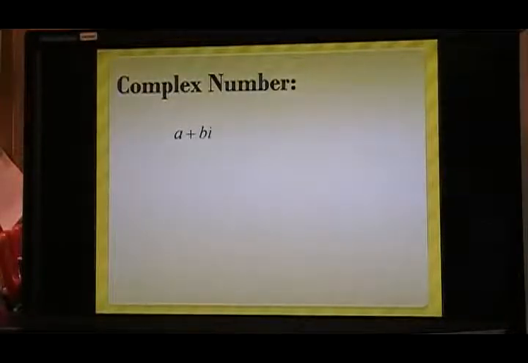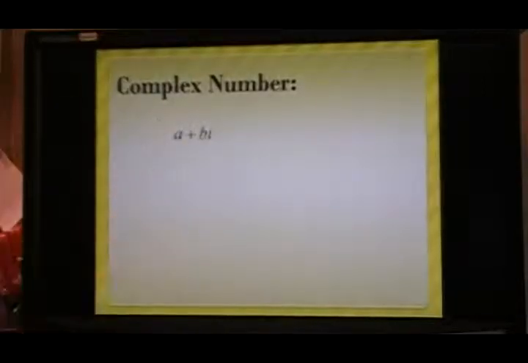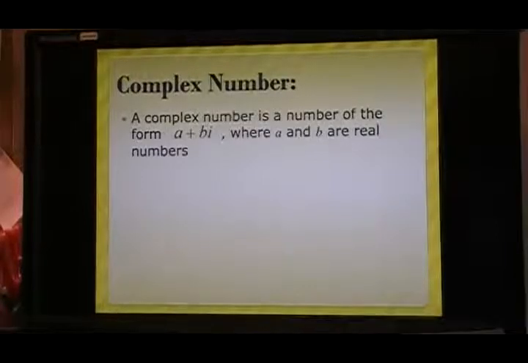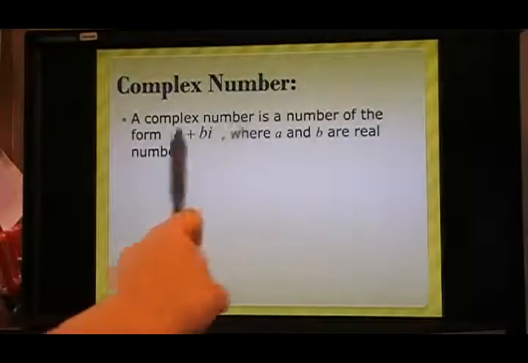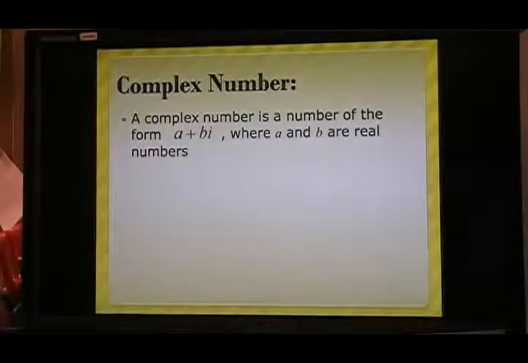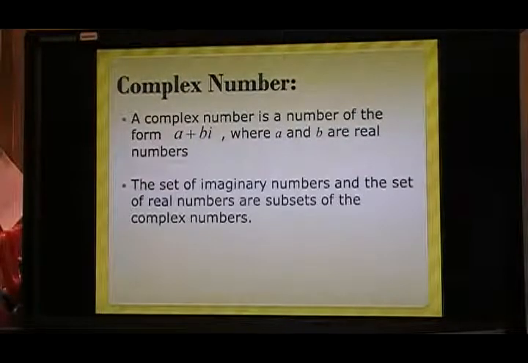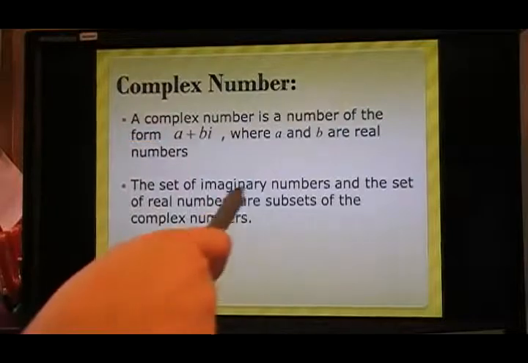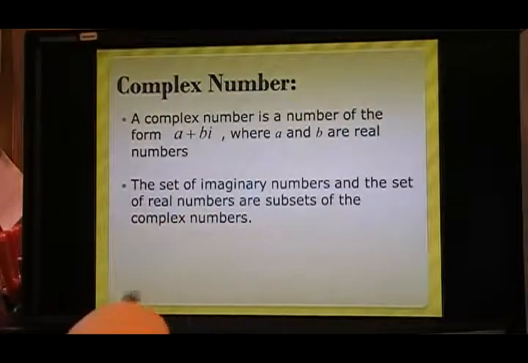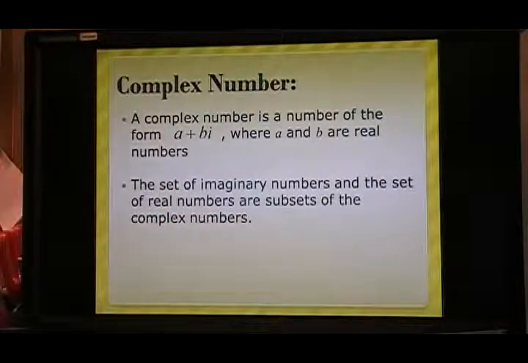A complex number. So we've been talking about just imaginary when we take the square root of a negative. But a complex number is a number that can be written in this form, a plus bi, where a and b are both real numbers. Okay? So the set of imaginary numbers and the set of real numbers are also subsets of the complex.